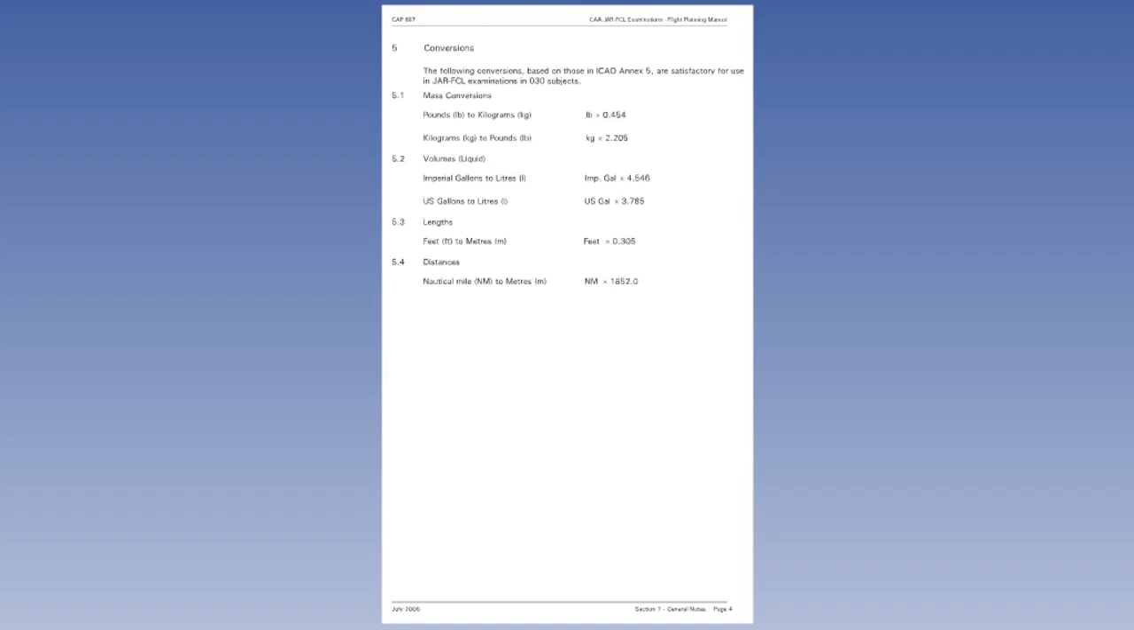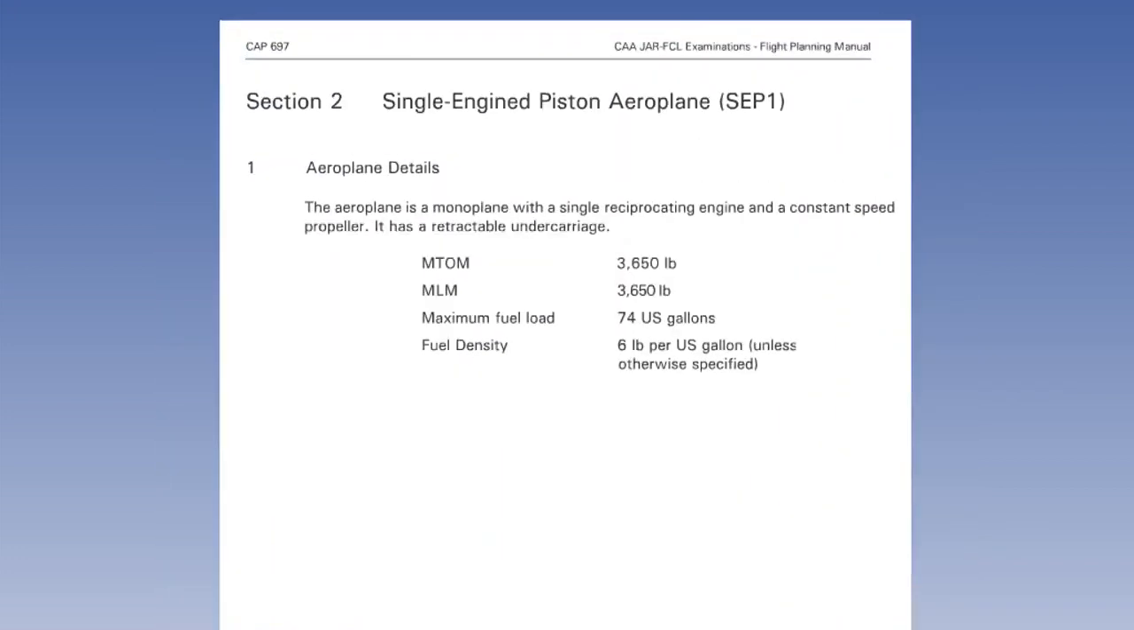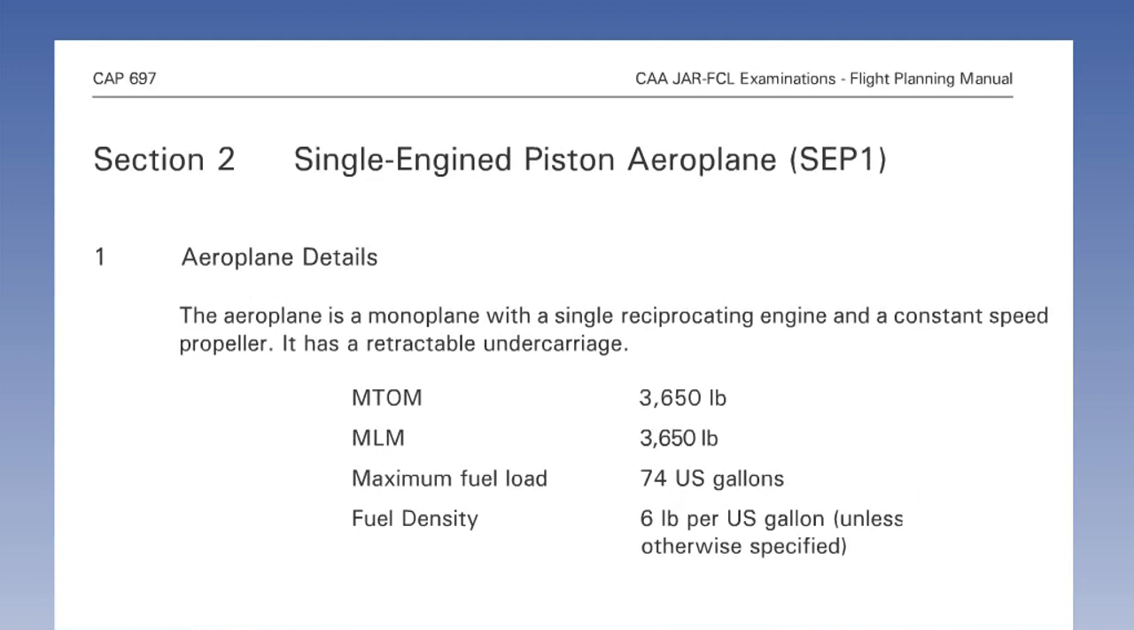The conversion factors shown on this page are vital to solving many of the problems given in the examination. Although these can be found when using a flight navigation computer, like the CRP5, it is useful to memorize them, at least to the first decimal place. When you are ready, turn to the next page, which is the start of Section 2, the single-engine piston aeroplane planning data.